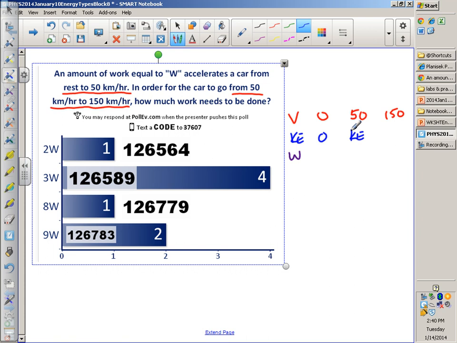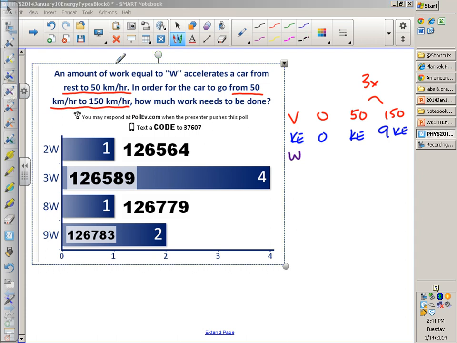Now here's the trick to doing this problem. In going from 50 to 150, how much of an increase in speed is that? It's triple the speed, right? Going from 50 to 150, that's 3 times bigger. But if the velocity increases by 3 times, how much will the kinetic energy increase by? 9 times. So this is now 9 KE, right? Because what are we doing to the velocity in that formula? Squaring the velocity.